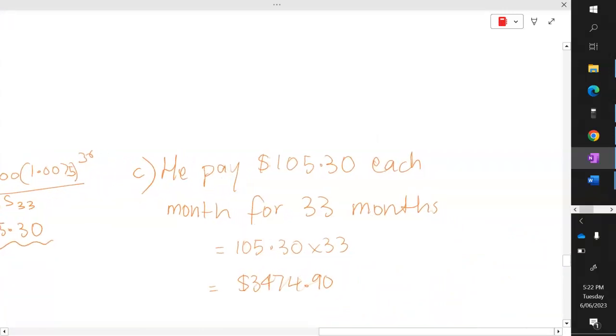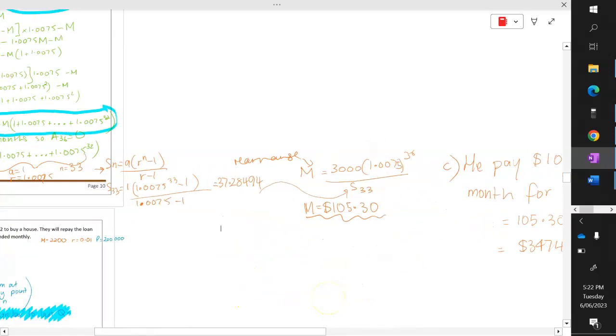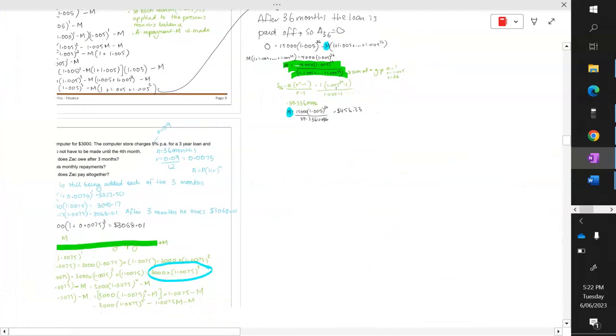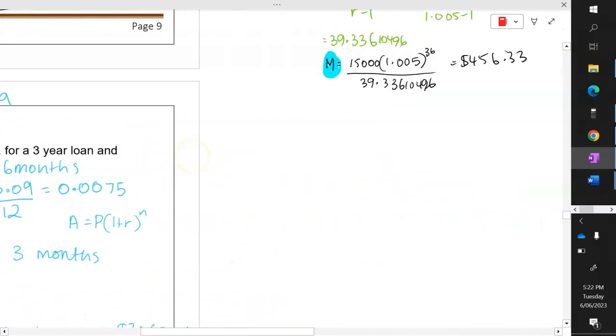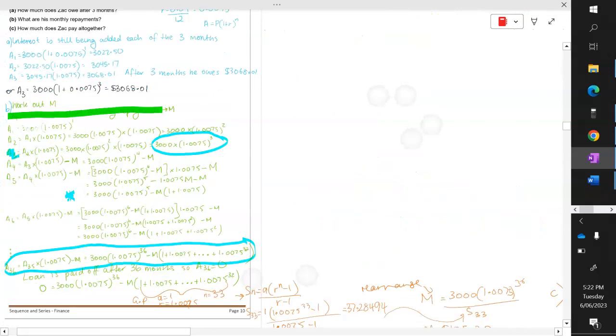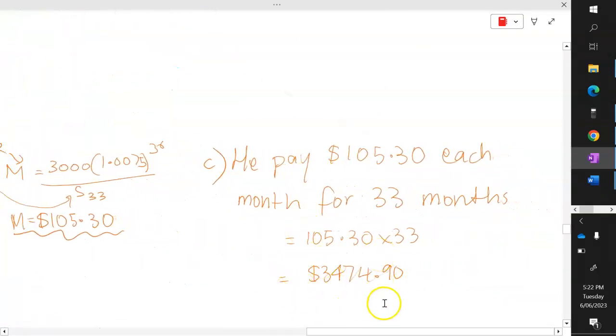The last one was saying how much are we repaying all up. So he's paying $105.30 every month for 33 months. So when I times those together, that's my final amount that I'm repaying. And if you have a look back at the question to start with, the loan was for $3,000 for his computer. So Zach's computer was $3,000. If I zoom back down to that number that we just looked at, our repayments in total are going to be $3,474.90. So he's got $474.90 in interest.